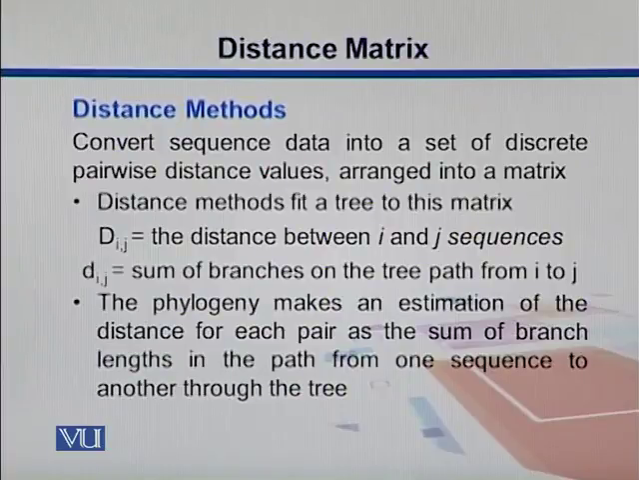We have dij, that is the distance between the i and j sequences, whereas small dij is the sum of the branches on the tree path from i to j. So we go on the tree and we take a path from one leaf to another. That distance is given by this small dij. The phylogeny makes an estimation of the distance for each pair as the sum of branch lengths in the path from one sequence to another through the tree.